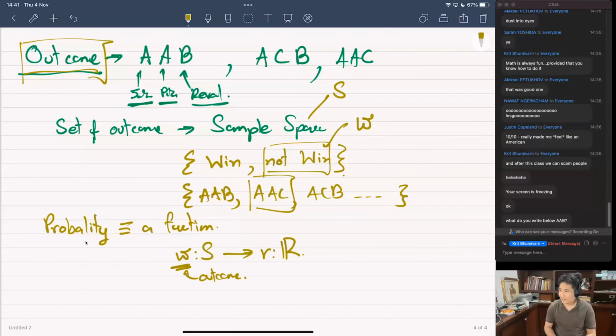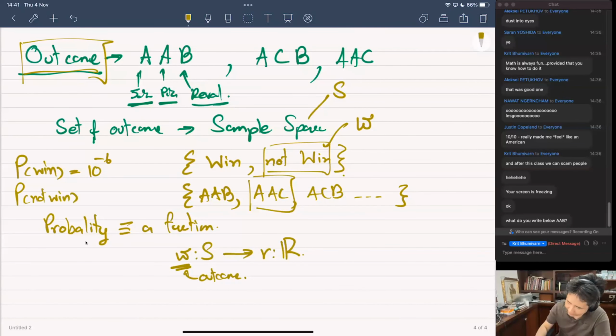Okay, which is the associated probability. So for example, P of win the lottery is 10 to the minus 6, right? P of not win the lottery is going to be 1 minus 10 to the minus 6. Are we good? So the probability is like a function.